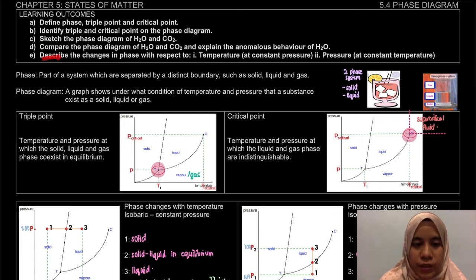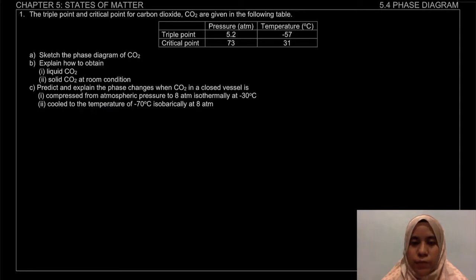In this video we will look at an example where we describe the changes in phase with respect to temperature at constant pressure, and pressure at constant temperature. This is what we covered in the first video of phase diagram. But here, this is an example from a past year question. So let's do it together.